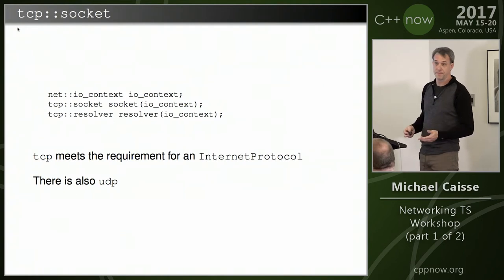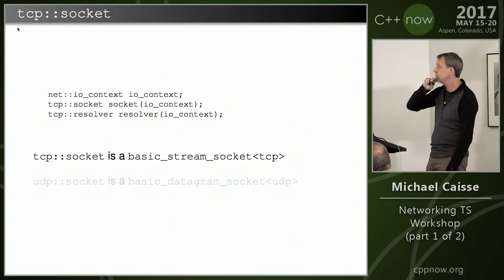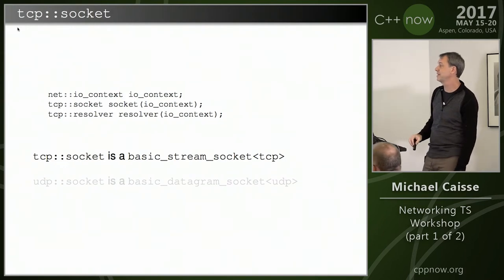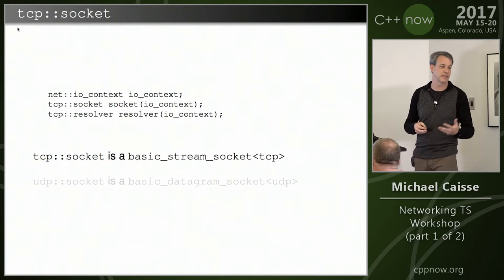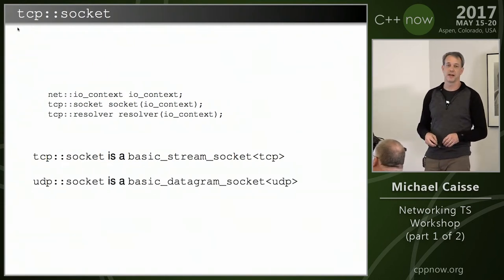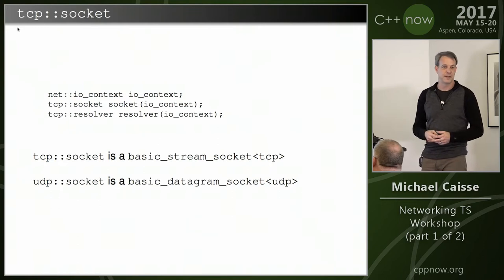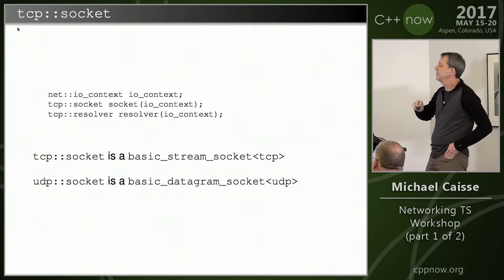There's also UDP. So if we wanted a UDP socket, we could get one of those. A TCP socket is really just a basic stream socket. This looks a lot like the types of things that we've seen inside of ASIO. The UDP socket is a basic datagram socket of type UDP. So now I have a socket and a resolver.